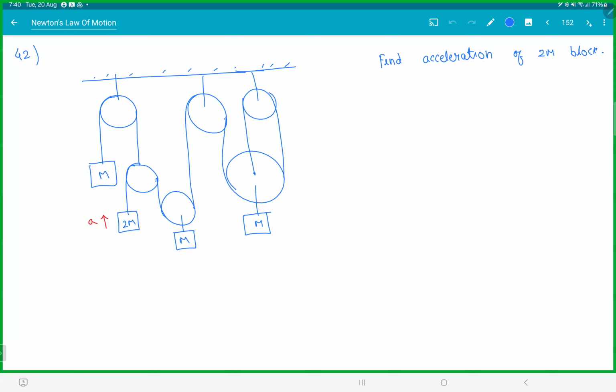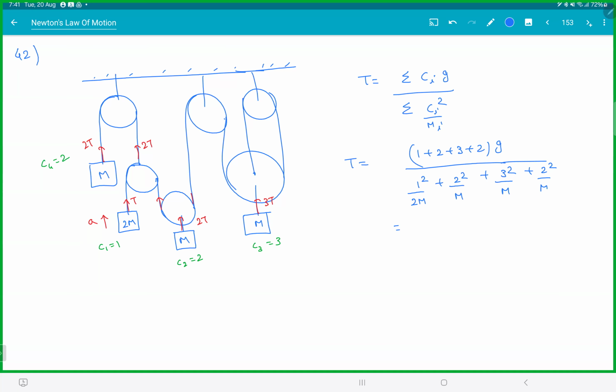So this coefficient C1 is 1. This coefficient C2 is 2. This coefficient C3 is 3. This coefficient C4 is 2. Got the coefficients. Then the tension value is the sum of the coefficients times g divided by the sum of coefficient squared over mass. So (1 plus 2 plus 3 plus 2) by 1 square by 2m, 2 square by m, 3 square by m, 2 square by m.